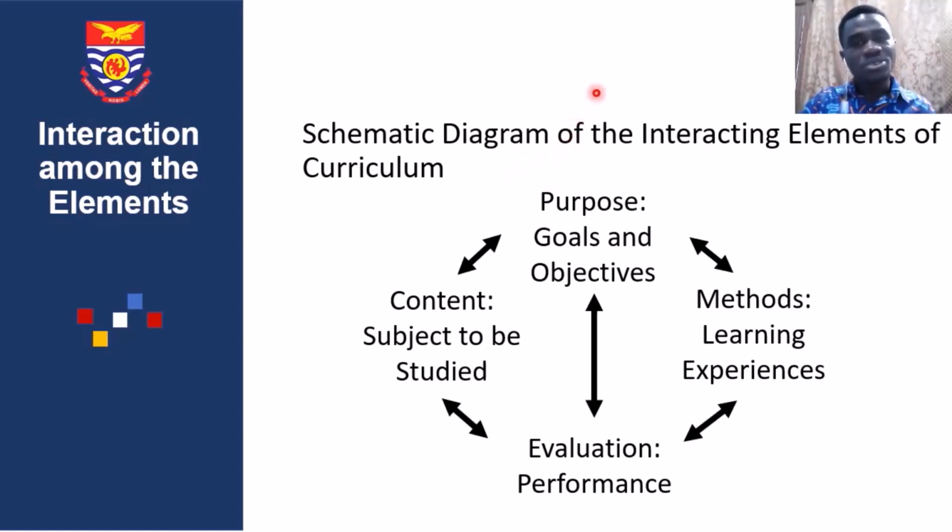We can also take the goals and objectives and move straight to evaluation. Then from evaluation, we look at the learning experiences. Then from the learning experiences, we come back to the goals and the objectives. So you see that these four elements interact in ways, and their interaction helps in effective curriculum implementation.